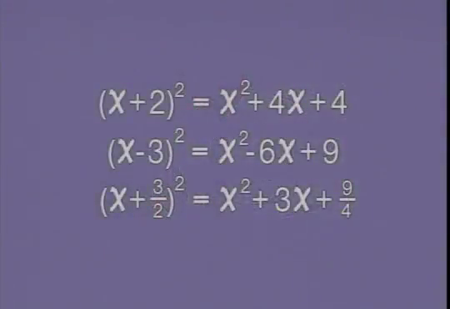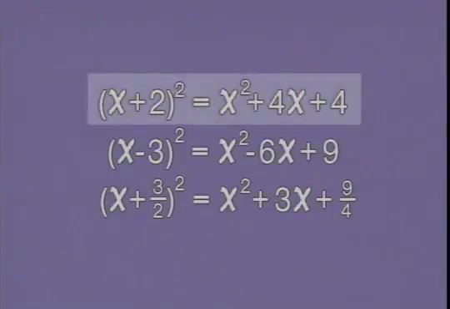And in this visual, we've taken 3 different binomials, x plus 2, and x minus 3, and x plus 3 halves. And we've squared those binomials, multiplied each by itself, and came out with this quadratic in the form ax squared plus bx plus c. What do we notice about this particular type of quadratic?